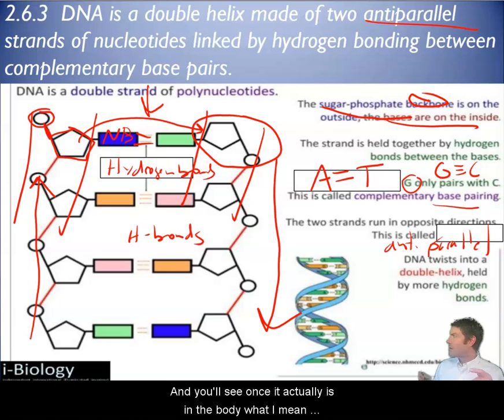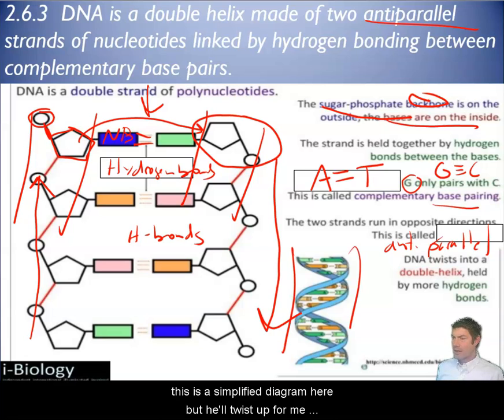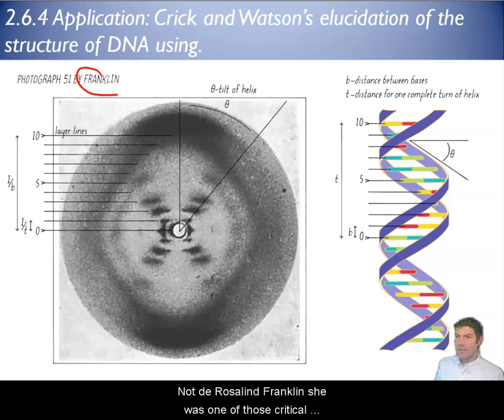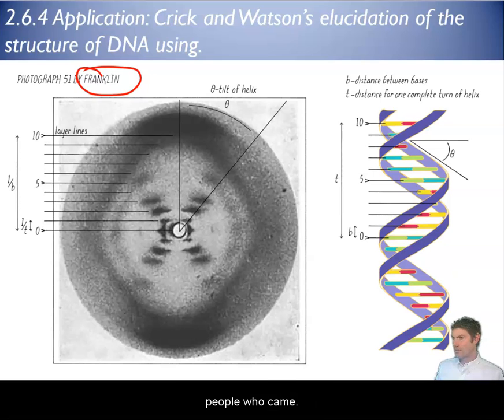And you'll see once it actually is in the body, well, I mean, this is a simplified diagram here, but it'll twist up, forming what we call a double helix. What has been termed a double helix. So they took, or not they, Rosalind Franklin, she was one of the most critical people who came up with what the structure was like.